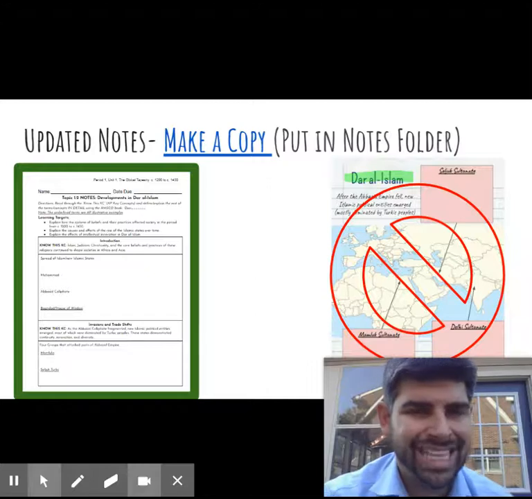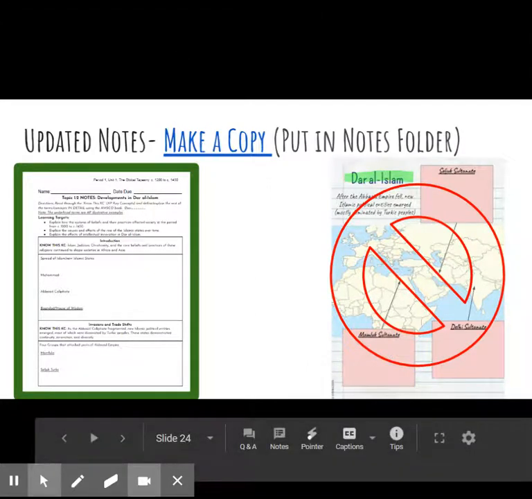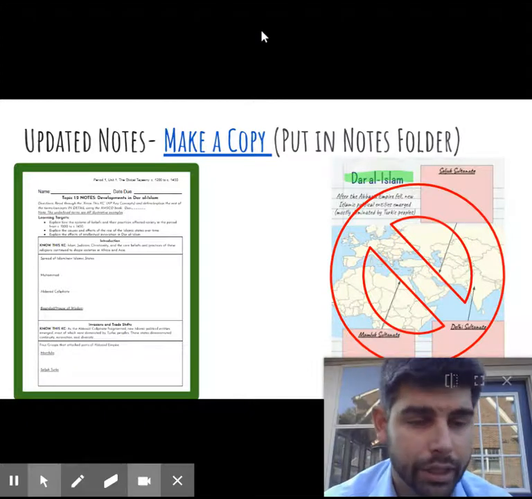So what you're going to do instead is click this blue link and make a copy of this document, 1.2 Developments in Dar al-Islam. You're going to make a copy of this, and then your notes are going to be in here. This is where your notes are going to go in this document. So just make sure that you have that in that folder.